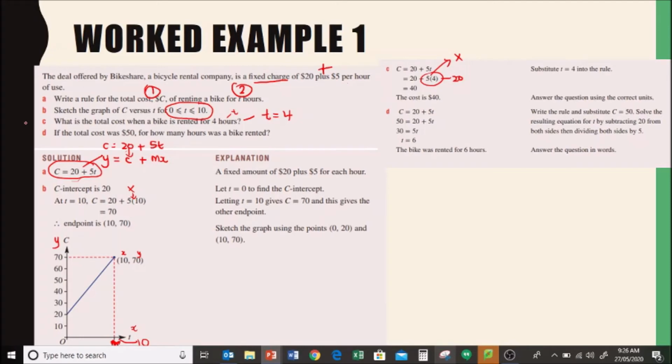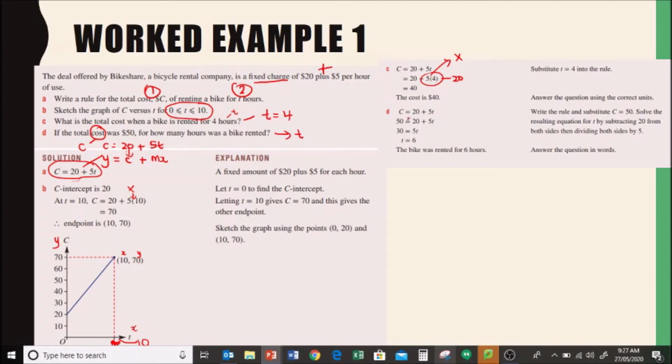Okay, now for D, if the total cost was $50, so now we're doing cost, which is C, not T. You need to think about which variable you're substituting into. Is it C or T? In question C, we were substituting for T. And in question D, we're substituting for C. So if the total cost was $50, how many hours was a bike rented? This means for this question, you're searching for T.